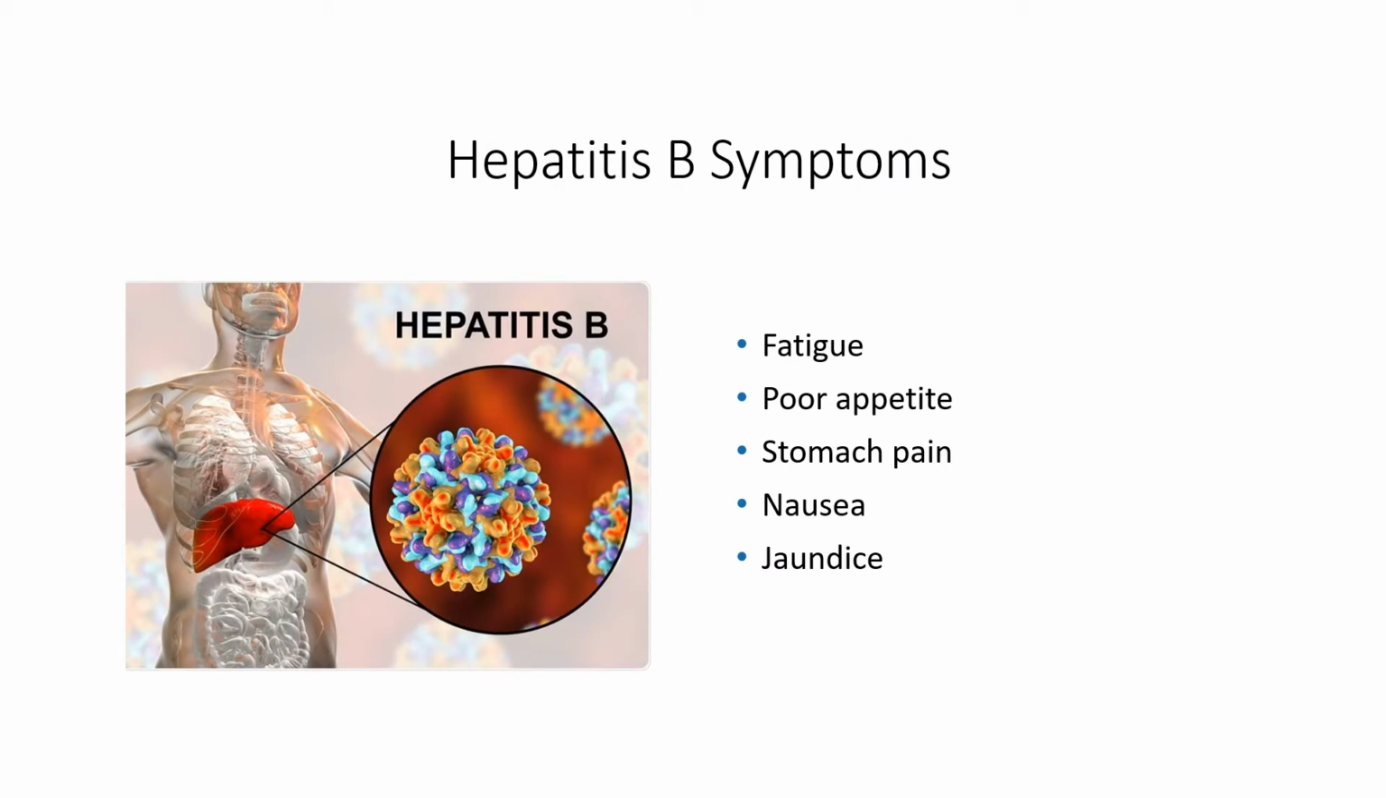Symptoms of hepatitis B include, but are not limited to, fatigue, poor appetite, stomach pain, nausea, and jaundice. Just like hepatitis A, not everyone will develop symptoms. However, if they do, they will occur about 90 days to 3 months after exposure, as hepatitis B has quite a long incubation period. In serious chronic infections, liver failure is possible, and therefore patients with serious infections will show signs and symptoms of liver failure on top of these symptoms listed here.